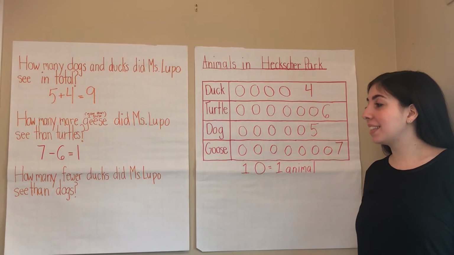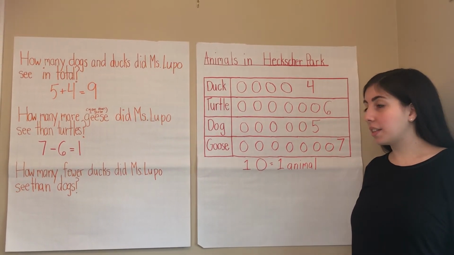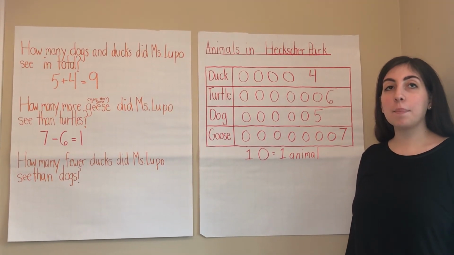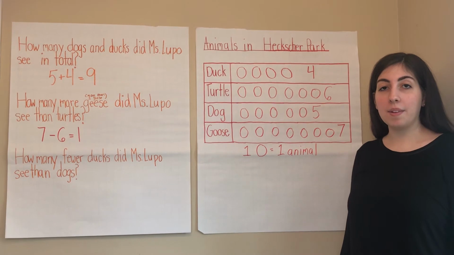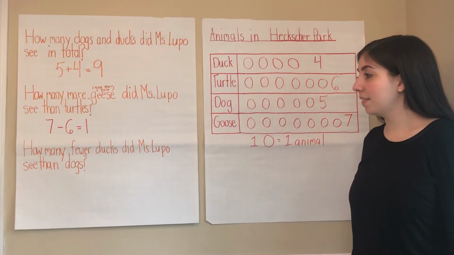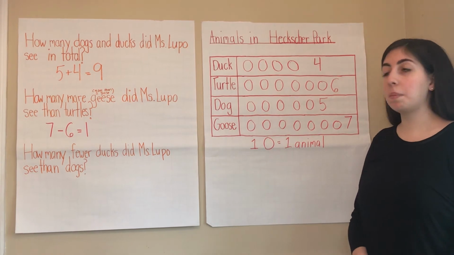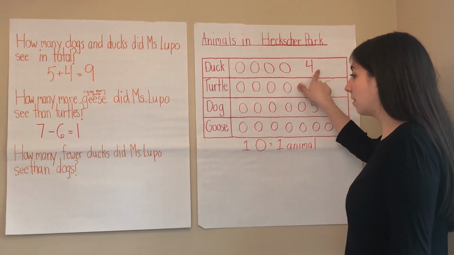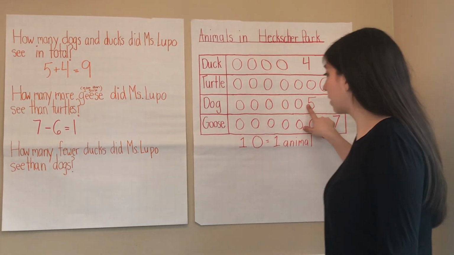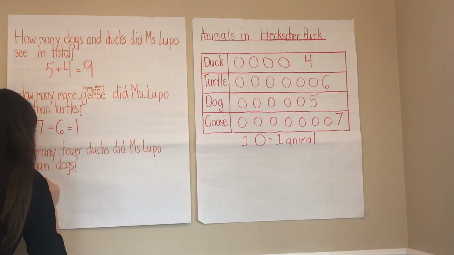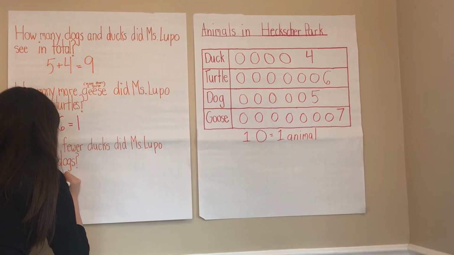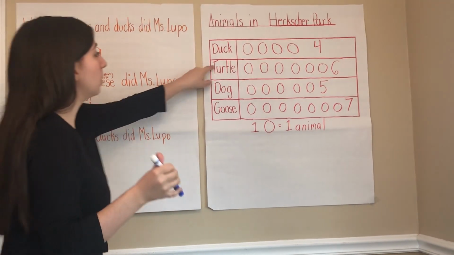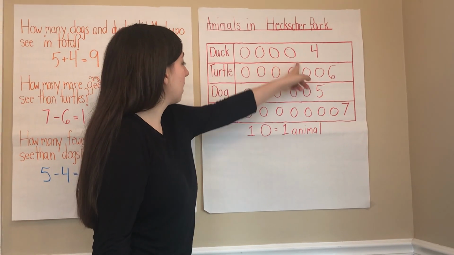How many fewer ducks did Miss Lupo see than dogs? Don't forget that how many fewer is a subtraction word. Figure out the answer and pause the video if you need more time. Play it when you're done. How many fewer ducks did Miss Lupo see than dogs? Miss Lupo saw 4 ducks and she saw 5 dogs. 5 minus 4 equals 1. Miss Lupo saw 1 fewer duck than dog.